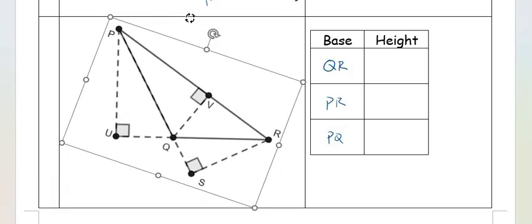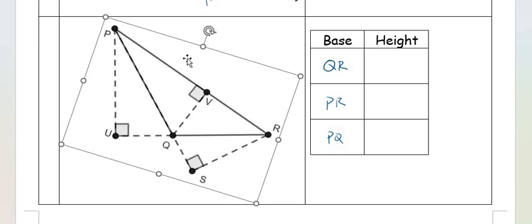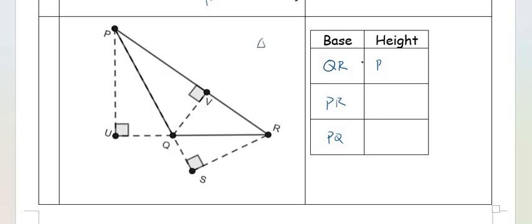Turn your paper, make sure that it becomes a horizontal line like this. So you see QR is the horizontal line. And then what is the mountain top? Please remember the mountain top is not here, but it's over here, the mountain top for QR, P. The triangle's name is PQR. So if QR is the base, then remember the other point is the mountain top.